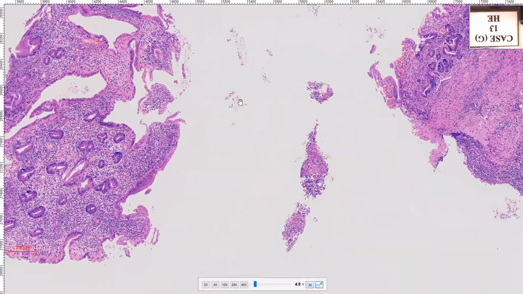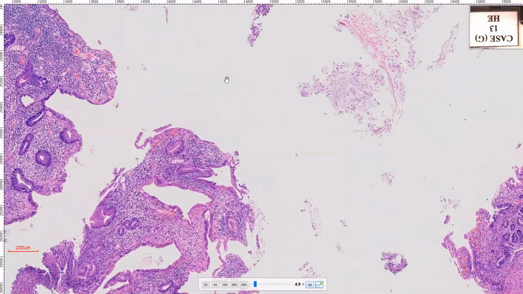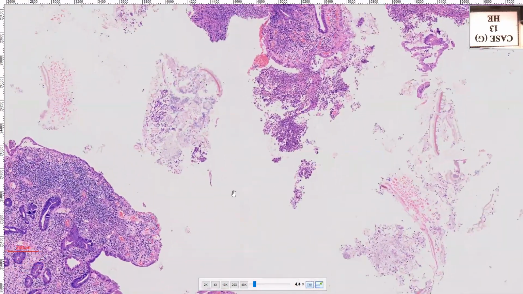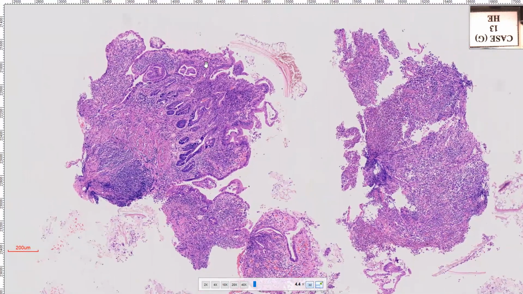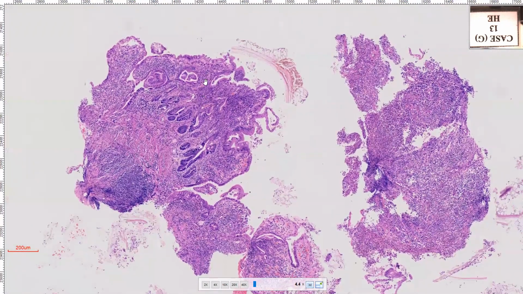In addition to crypt architecture distortion, there are other features which will tell you that this is chronicity. And what are those features? The second feature of chronicity is the presence of basal plasmacytosis. And what is basal plasmacytosis? Like we had mentioned in the previous sessions for colon biopsy, a normal crypt will reach up to the muscularis mucosa. So a crypt which is coming from the surface epithelium is normally reaching up to the muscularis mucosae fibers which are present at the base of the lamina propria.